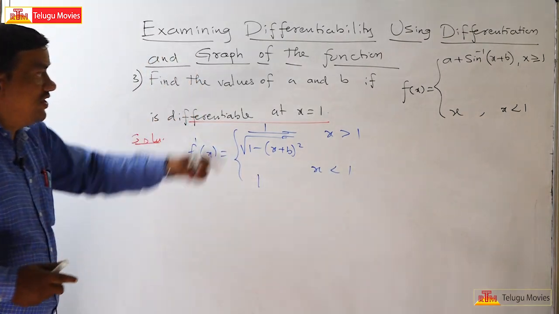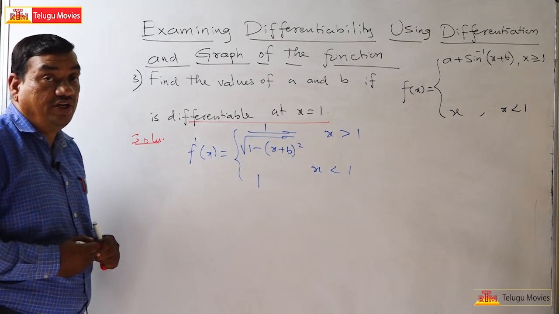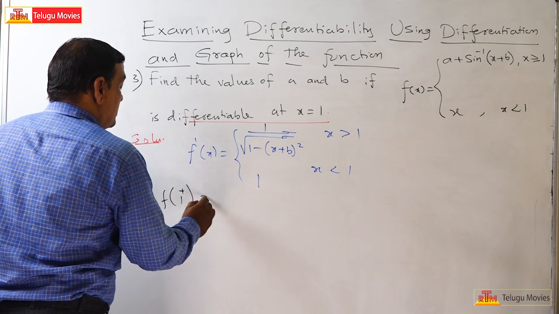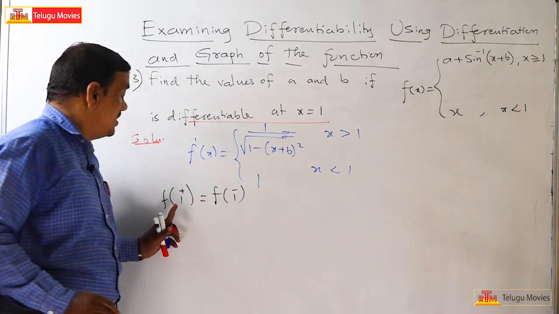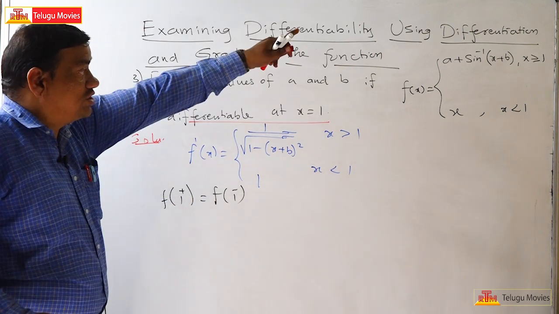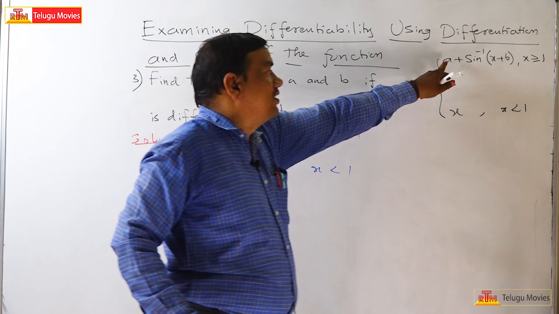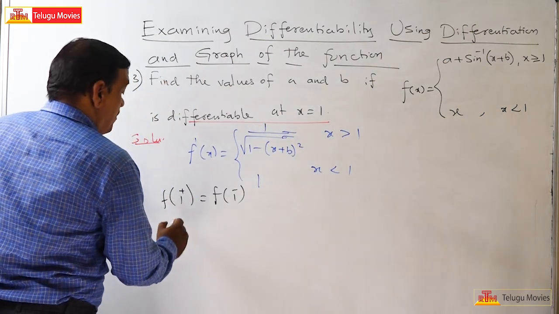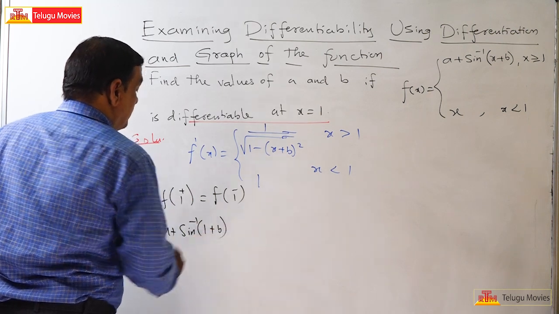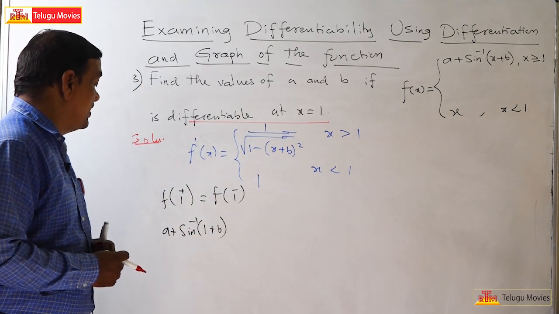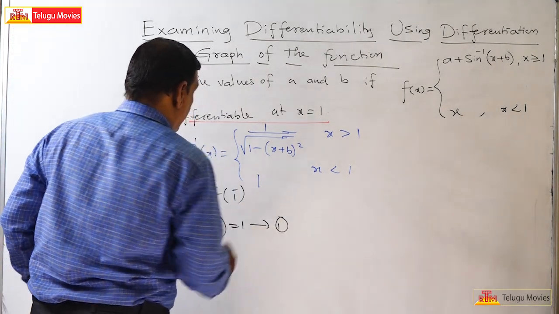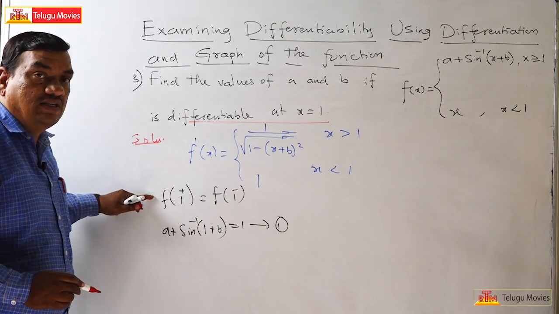Understand this. First we will use the continuity concept. That means f of 1 plus is the same as f of 1 minus, that is, right hand limit is equal to left hand limit. Now substitute x equal to 1: a plus sine inverse of (1 plus b) is equal to 1. Call it the first equation. This is the continuity concept we apply.